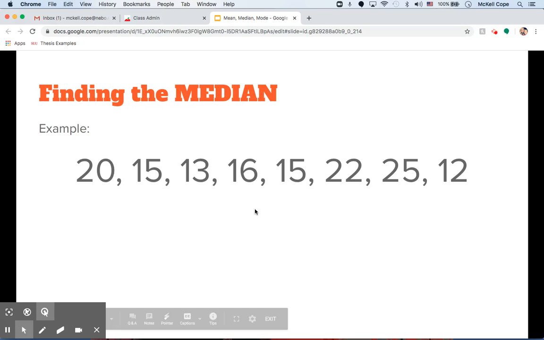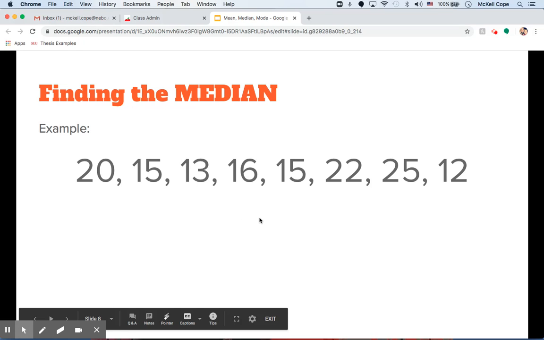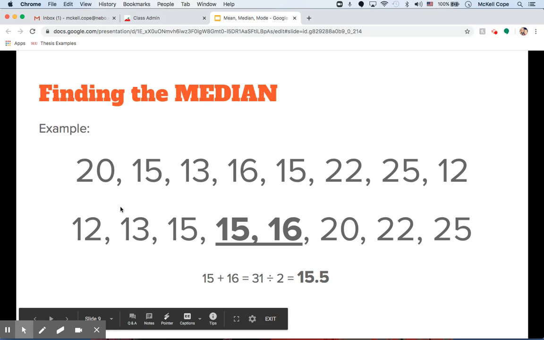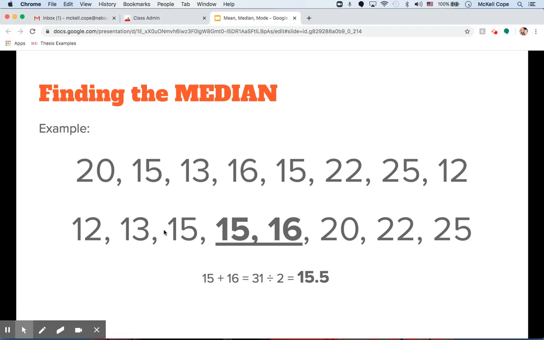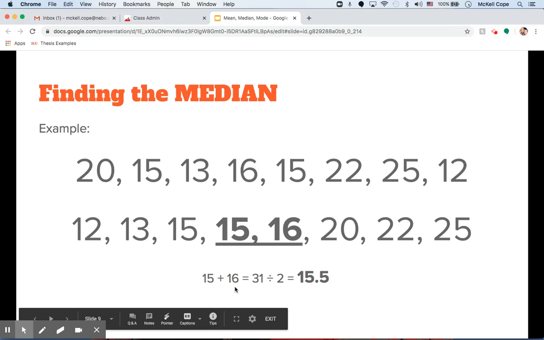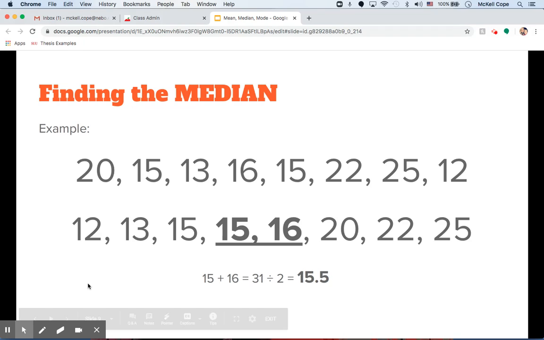Okay, so the first thing we're going to do is, again, order it from least to greatest. So here I have 12, and when I go from both sides and I try to end up in the middle, I actually have 2 numbers in the middle this time. So to find the real median, I have to take those 2 numbers, add them together, and divide by 2, and that's going to give me my real average, which is just the center point between those 2 numbers, and that in this case would be 15.5.